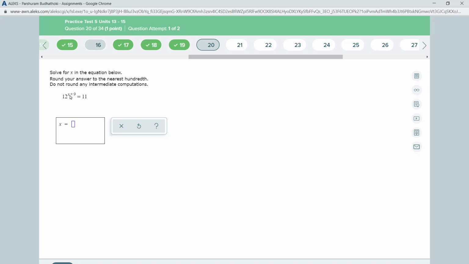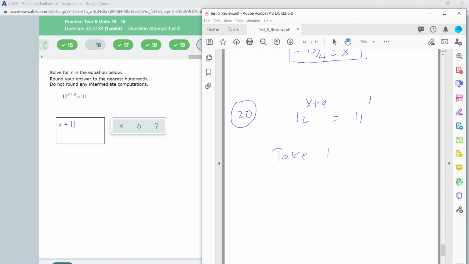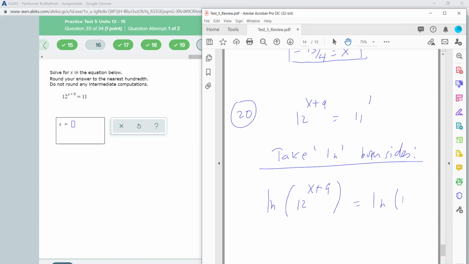Okay, here in this problem, this is also an exponential equation, but there is no way you can express 12 and 11 as the same base. So for this kind of problem, you have to take ln or log. So this is problem 20. There is 12 to the power x plus 9 equals 11 to the power 1. So I'm going to take ln on both sides. By doing that, it means ln of 12 to the power x plus 9 equals ln 11.